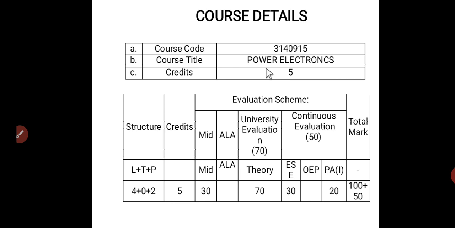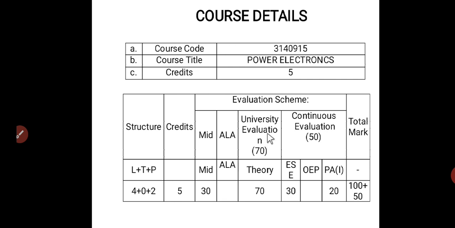And this is the course details. Our subject code is 3140915. Course subject name Power Electronics and credit 5. In this subject total 4 lectures per week and there is no tutorial and 2 hours for practical work.